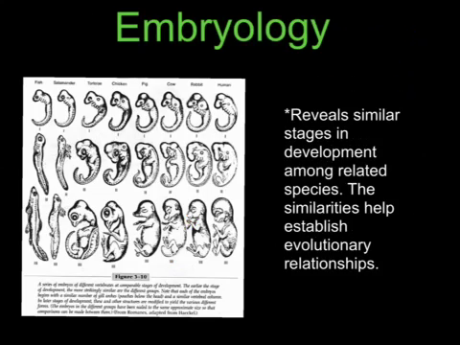Embryology. Right here, you could see the embryos of fish, chicken, pig, cow, and you could tell they look very similar. So, embryology reveals similar stages in development among related species. The similarities help establish evolutionary relationships. What it's trying to say is that at some stages, the embryo stage, a lot of animals are similar to each other. See, they kind of look identical. I can't really tell which is the cow and which is the rabbit. So that's what it's trying to say.